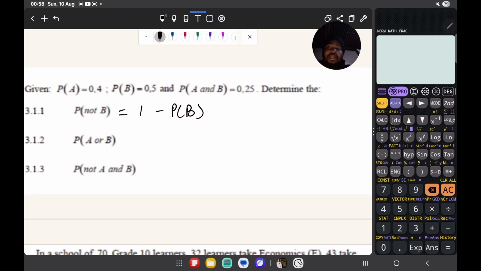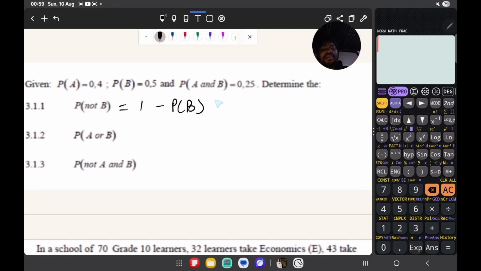And remember, in the first video we classified this as complementary events. So that means our answer is 1 minus 0.5, which is 0.5.